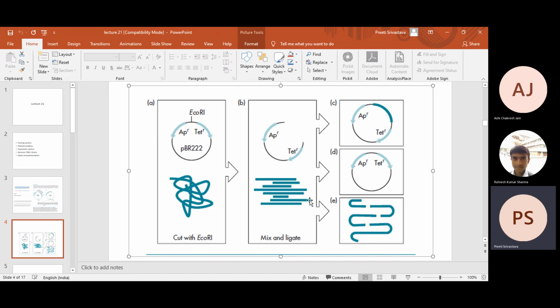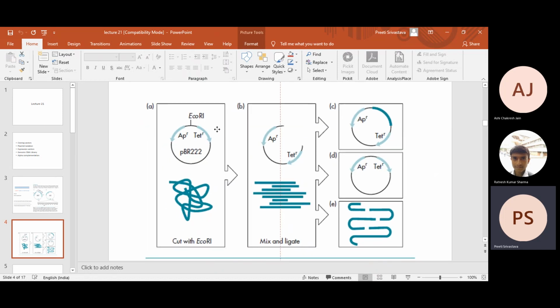Now when we join these two fragments, there are three possibilities. Possibility 1, that the fragments will self-ligate. Possibility 2, that the vector pBR322, this one, will self-ligate, right? And possibility 3, that the insert, that means the genomic DNA shown in dark blue, gets ligated to the EcoRI site, right? Yes, ma'am. So then we discussed what kind of colonies we are going to get.